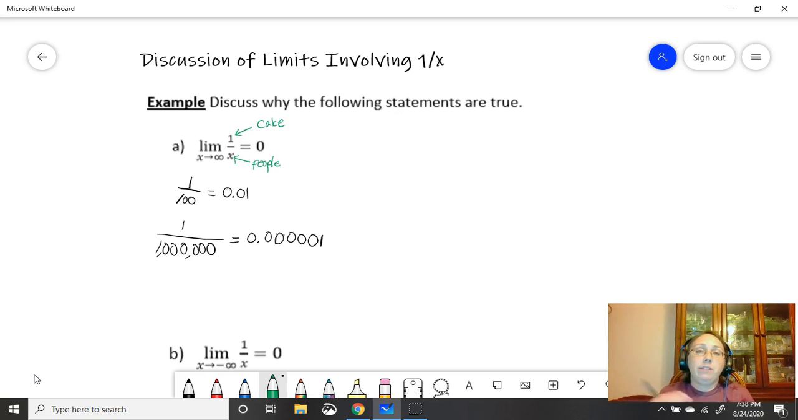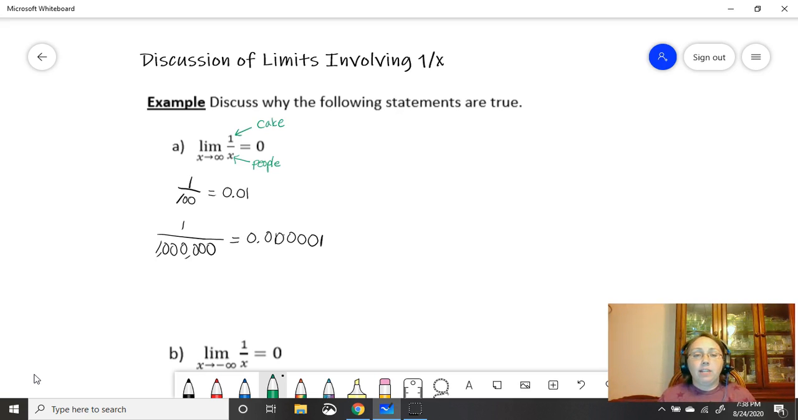So if you have 1 divided by infinitely many, x goes to infinity, you end up with practically 0. That's what it means to be a limit. You look at what you're approaching. We're approaching 0. Technically, you can always cut the cake smaller, but if you keep going, you're approaching 0.